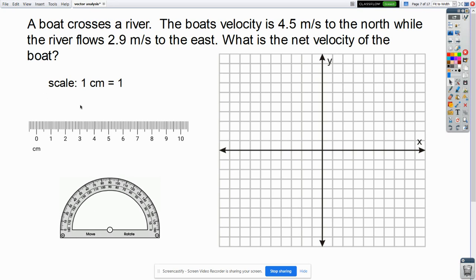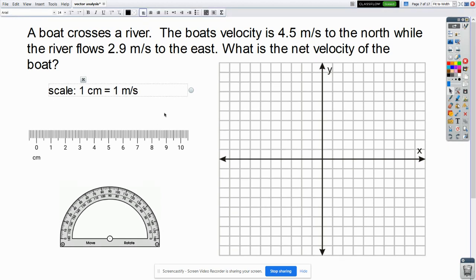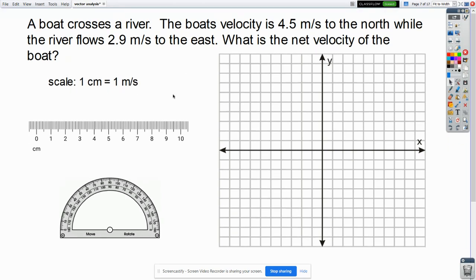Now you'll see the first thing I did was establish a scale. 1 centimeter is going to be equal to 1 meter per second. And I chose that scale just based on the size of my coordinate plane here. My biggest number is 4.5 meters per second. A 4.5 centimeter line would be this long, and I want to make sure that that's going to fit on my coordinates. I wouldn't want to do 1 centimeter equals half a meter per second or 0.5 meters per second because I know that would take me way off my grid.